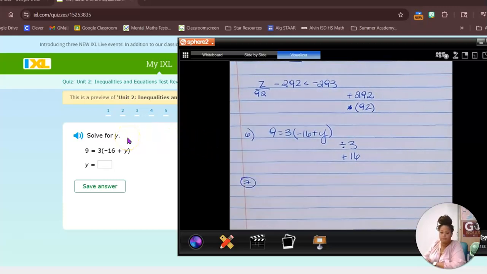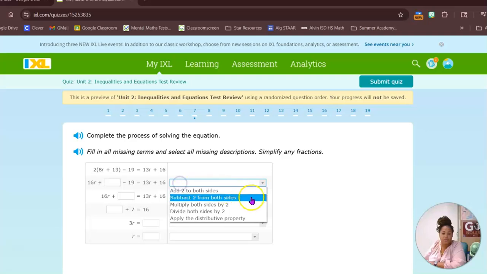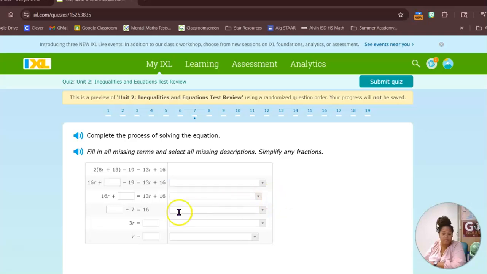Number 7. Okay, it says complete the process for solving the equation. Fill in all the missing terms and select all missing descriptions. Simplify any fractions. All right, so first they start by getting 16r plus blank minus 19 equals 13r plus 16. So it looks like we have to multiply the 2. Oh, we have to apply the distributive property. And then once you get the term here, you'll make sure that your distributive property of 2 is applied to everything inside the parentheses. Okay, I'm not going to write this one down.